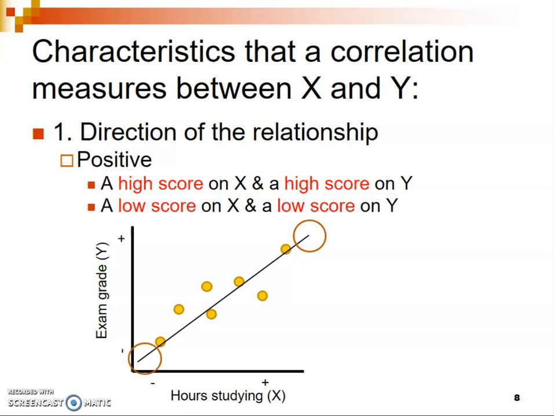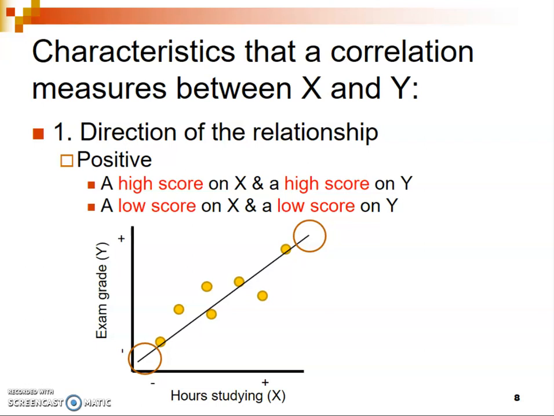At the same time, if you have a low score on one, you're also going to have a low score on the other. Those students that didn't spend very much time studying are also going to have a low exam score. So both of those two things exist in a positive correlation. Another way to refer to the positive correlation is to say it's a direct correlation, so that your values on one are directly corresponding to your values on the other. You have a high score on one, you have a high score on the other. You have a low score on one, you have a low score on the other. So this is what a positive correlation looks like.